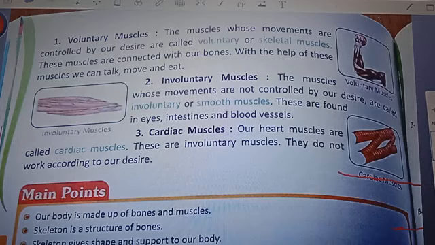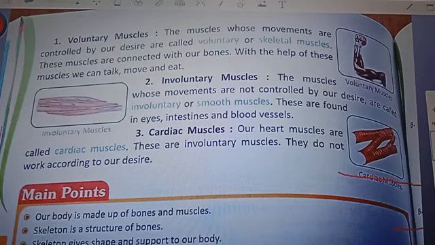These types of muscles are found in our eyes, and in our small and large intestines, which help in digestion. They are also found in our blood vessels. So involuntary muscles are the muscles whose movements are not controlled by our desire. These are called involuntary or smooth muscles, and are found in eyes, intestines, and blood vessels.